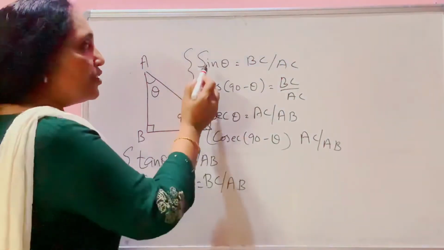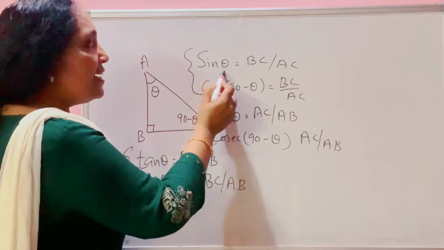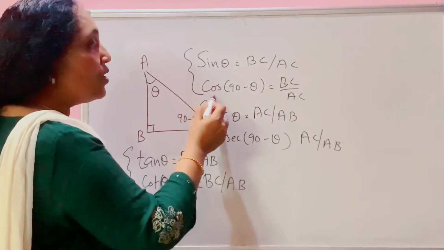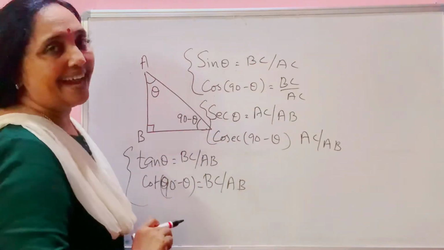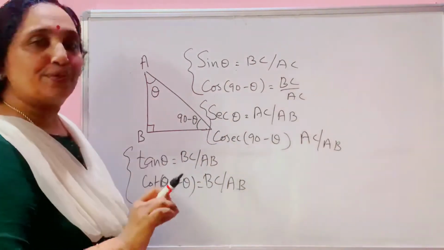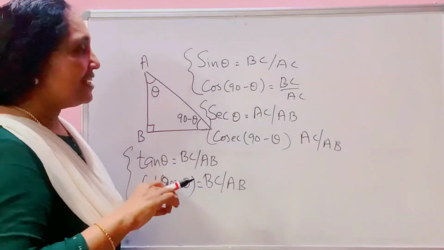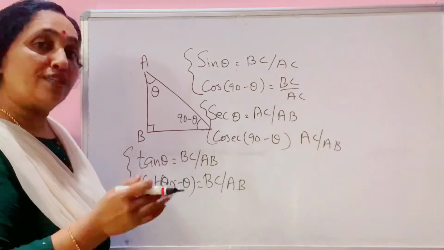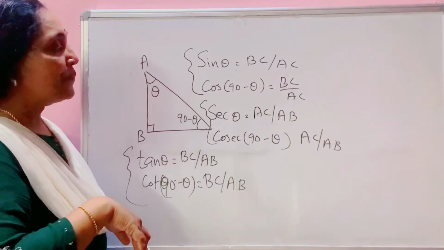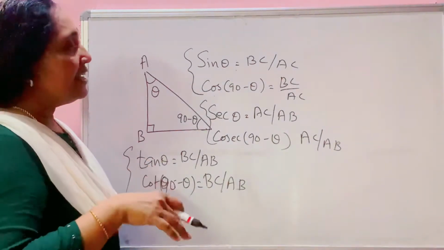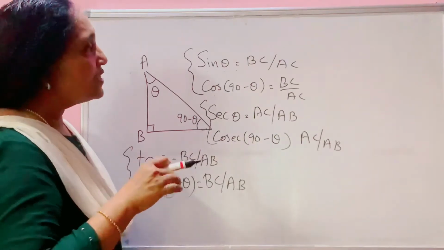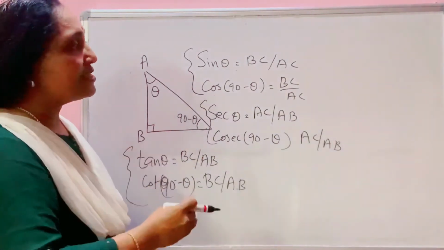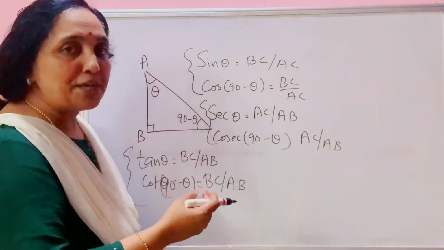Compare them. Trigonometric ratio of any angle is equal to the corresponding co-ratio of its complementary angle. That means sine theta is equal to cos of 90 minus theta, sec theta equals cosec 90 minus theta, tan theta equals cot 90 minus theta, cot theta equals tan 90 minus theta, cosec theta equals sec 90 minus theta, and cos theta equals sine 90 minus theta. Okay, using these concepts we are going to do exercise 8.3.